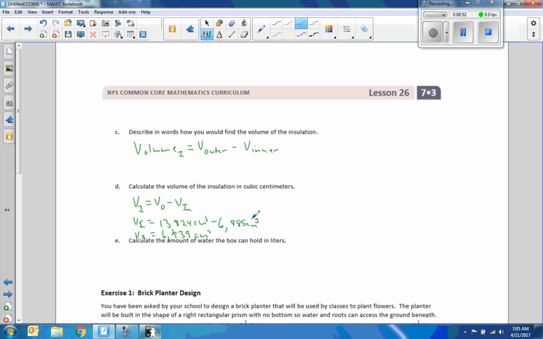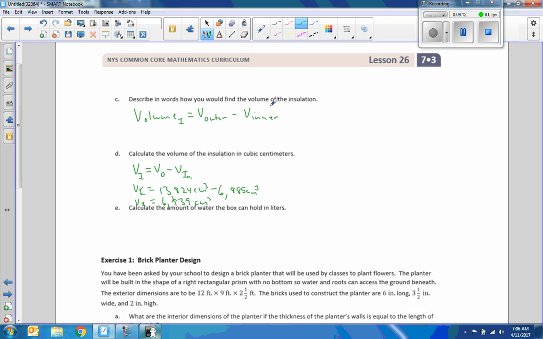Per cube volume. So the volume is 6,939 cubic centimeters. Now it says to calculate the amount of water the box can hold in liters. Okay. All right, I knew there was an error somewhere. They asked us to find the volume of the insulation, and now they're saying calculate the amount of water the box can hold in liters.